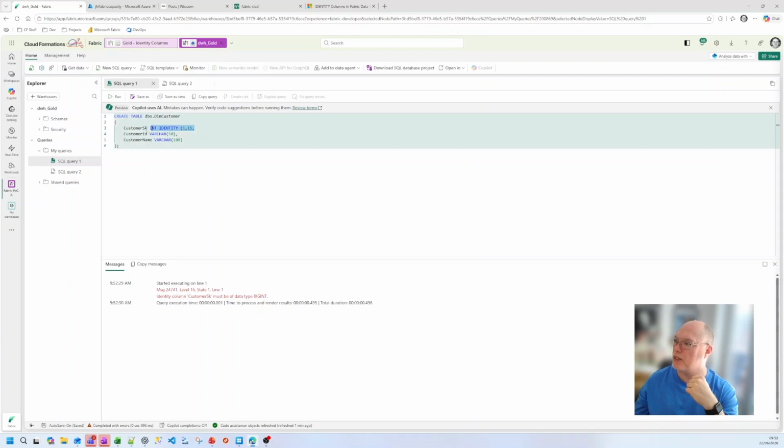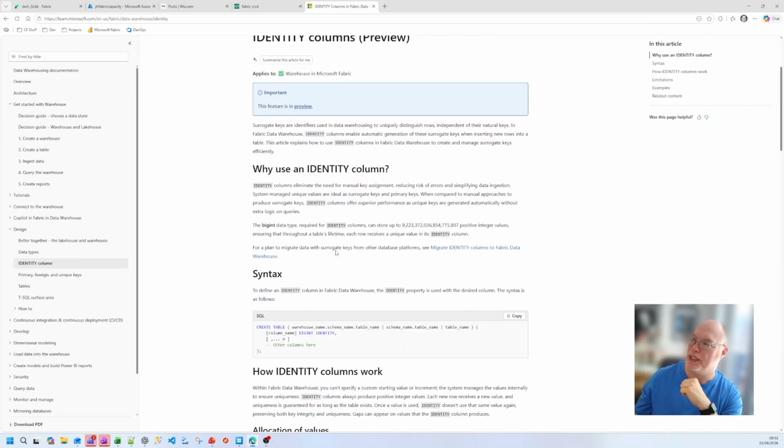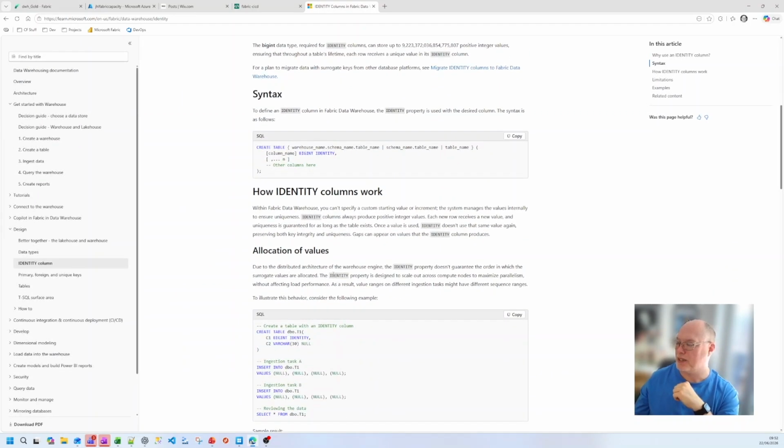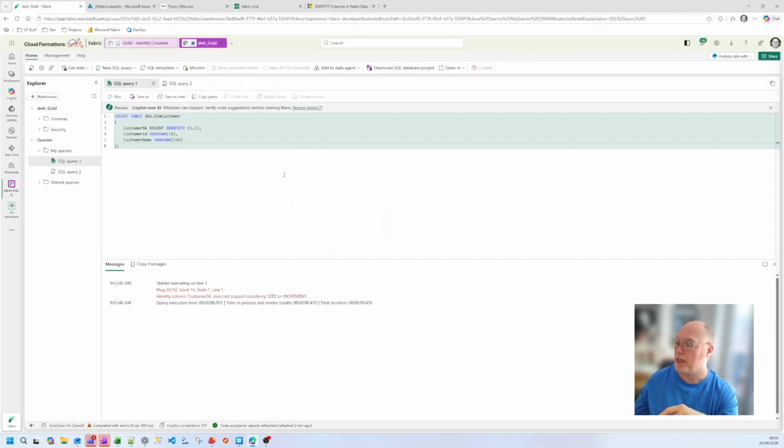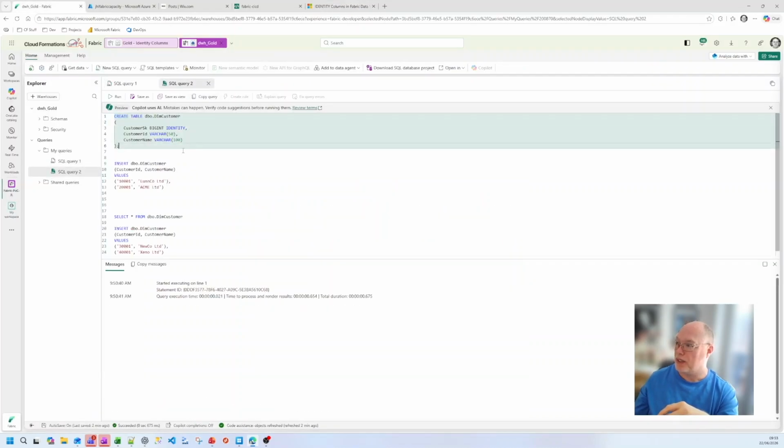Well, okay, that's interesting. I'm just using the normal SQL syntax. Big int. Let's run that. Okay, customer SK does not support seeding or increment. Well, I just didn't read the documentation. So that's the correct syntax: create table, big int identity. So there's no seed or no increment like there is with T-SQL in SQL Server.